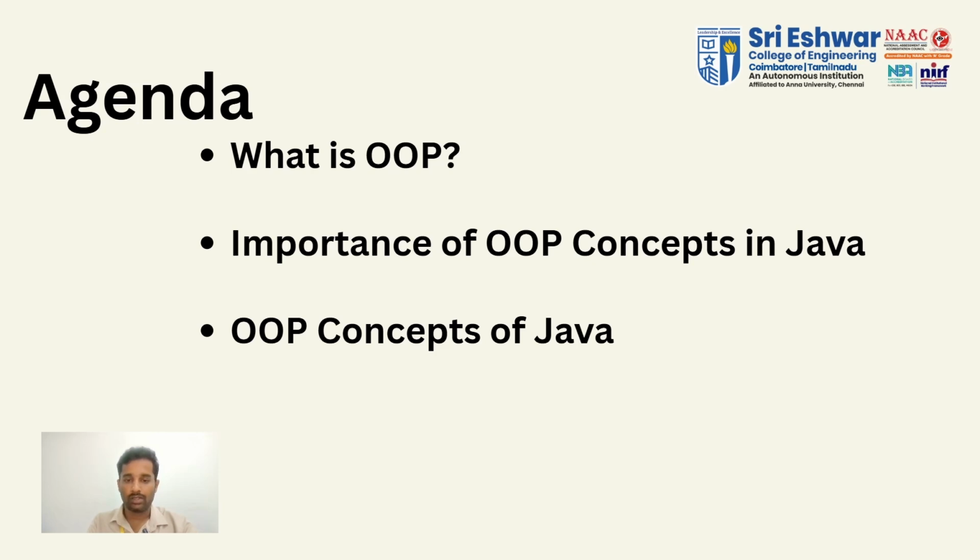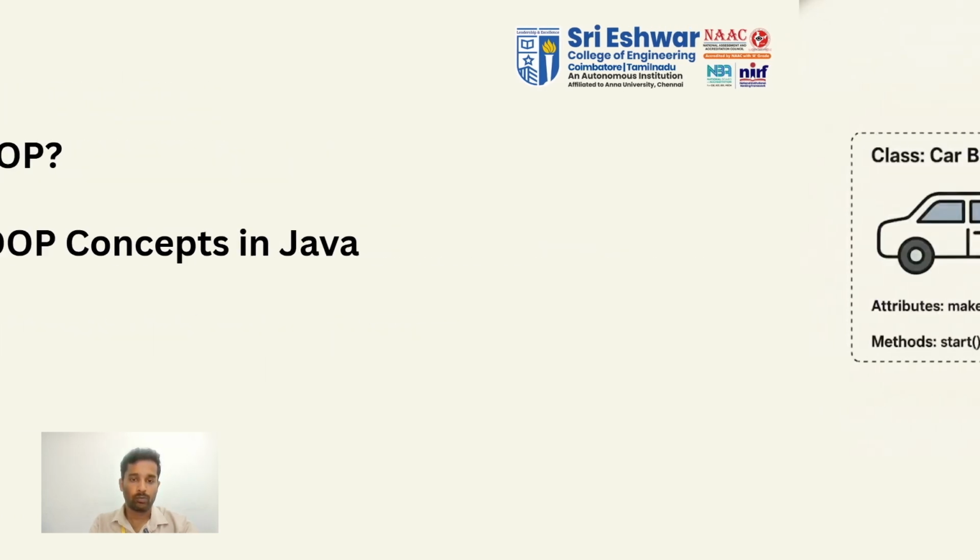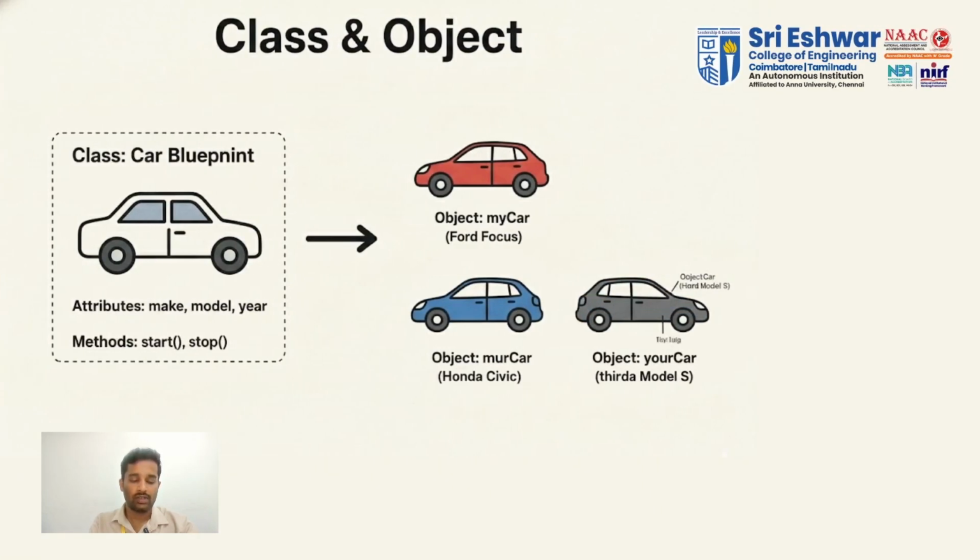So, what are the OOP concepts we have in Java? The following are the OOP concepts we have in Java. First one is class, second object, encapsulation, abstraction, inheritance, and polymorphism. These are all the OOP concepts we have in Java. First one, class and objects.